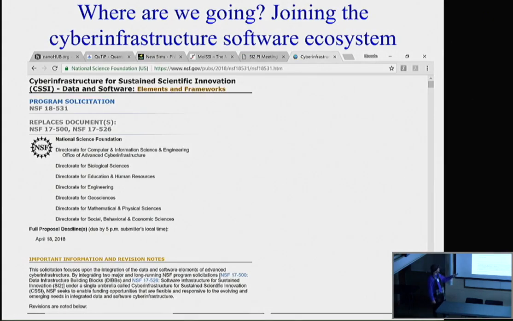Okay, so where are we going? Well, I know this might be language that seems a little strange to some people in this audience, but I've actually come to love this language, even though it's very sort of cynical at first. So joining the cyberinfrastructure software ecosystem, as they would call it, the great thing about being part of this NSF program, so I'm part of what was called the SI2, SSI, SSE program, and it's now being called the Cyberinfrastructure for Sustained Scientific Innovation, or CSSI program.